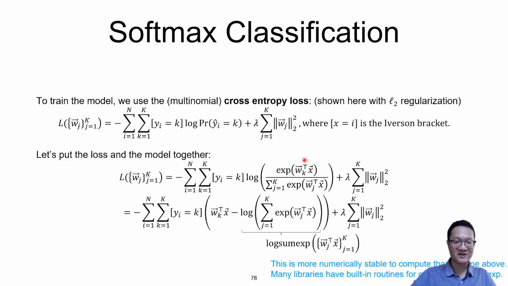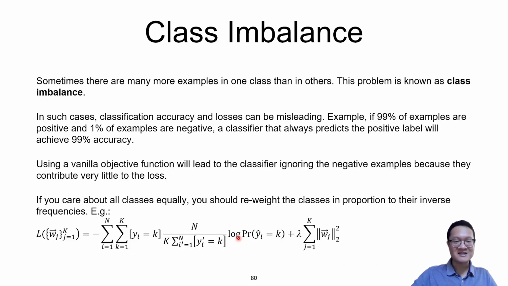If we use the previous objective function, then the rare class will contribute very little to the overall loss, right? If we care about all classes equally, then we can always reweight the classes in proportion to the inverse frequencies. Basically, the more frequent the class occurs, we will weigh that class less, and the weights are given by this expression. We have n data points in total, and then we divide by k times the number of data points whose label is k.